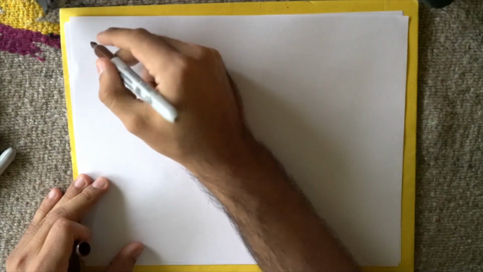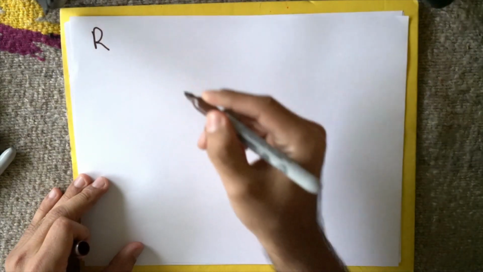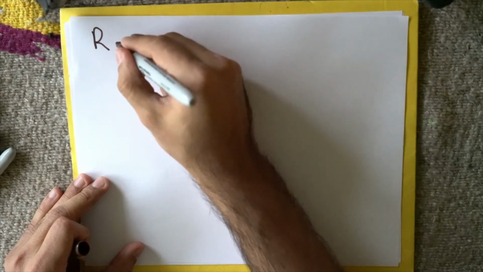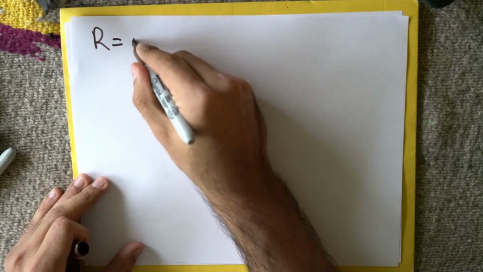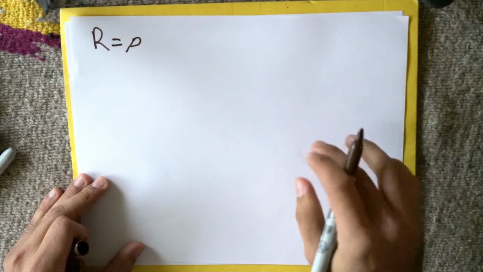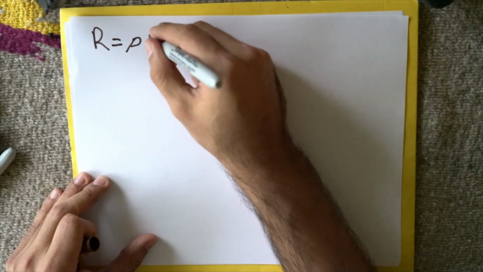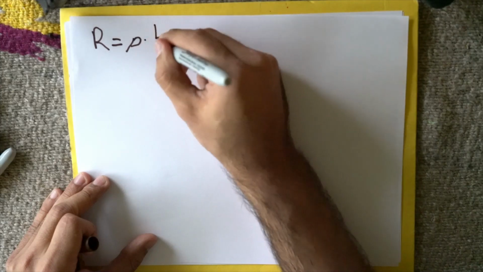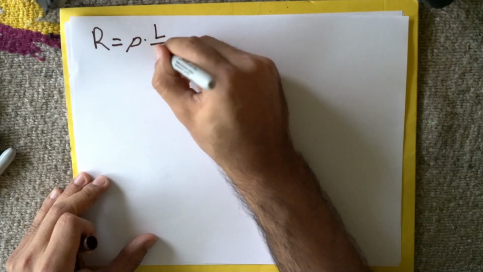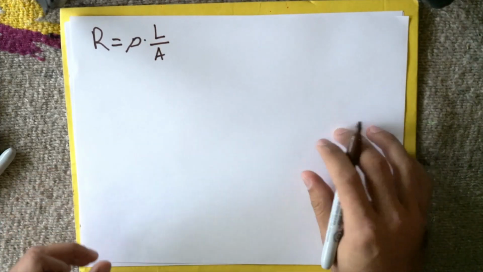Okay, so let me give you the equation that you should have seen before, and this is going to be R equals, and we call this rho, okay? It's like a P, but it's a little different. So R equals rho times length over area. So this is the equation to find resistance. And I will try to go over what every single part means and what it relates to in an actual wire and an analogy.